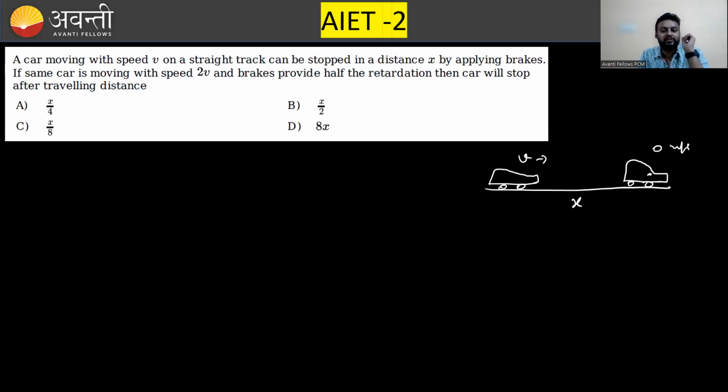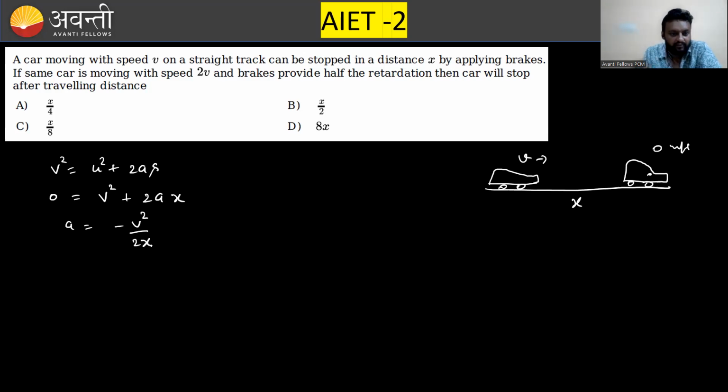And in the whole process, it has traveled a distance x. So that means there is a retardation which is applied by the brakes. So how much is the retardation in this case? You will say v square is equals to u square plus 2as is the equation. And if you see, final velocity is 0, initial velocity is v, plus 2a, and distance traveled is x. So what is the retardation? a is equals to minus v square by 2x. If I am not wrong, this is the acceleration. Just check for simple calculation mistakes.